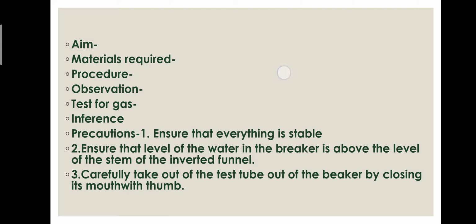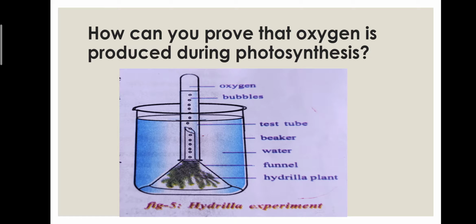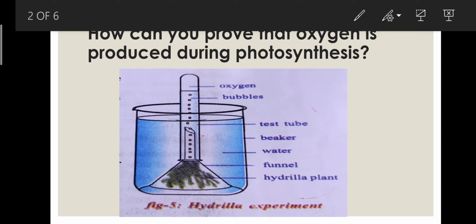First, what is the aim? So aim, the question itself gives clues to us. How can you prove that oxygen is produced during photosynthesis? It is the aim for this question. And what are the materials? So it is a beaker and water and funnel. This is the funnel and this is the test tube, and plants, Hydrilla or Elodea plants we can use.